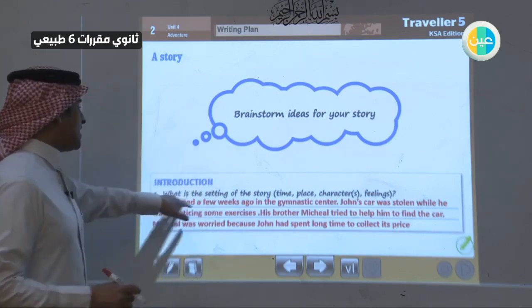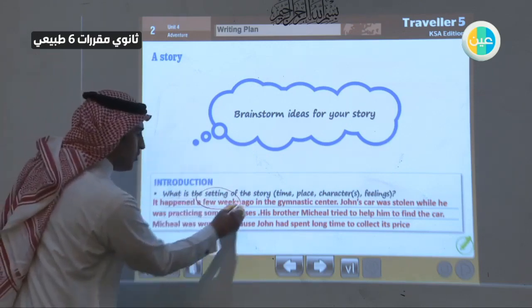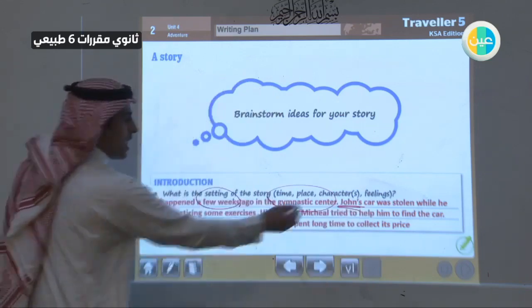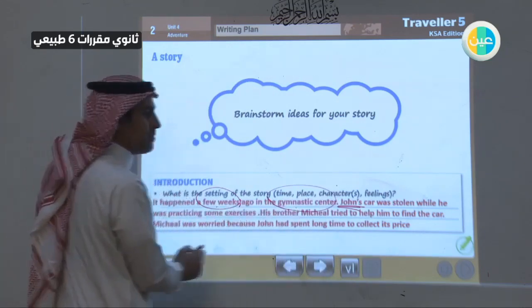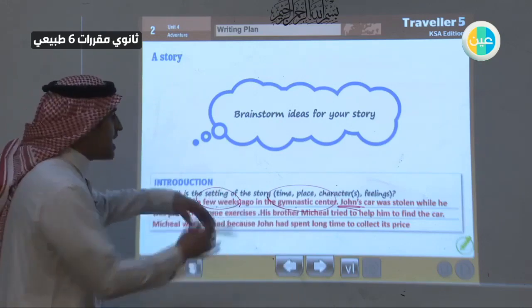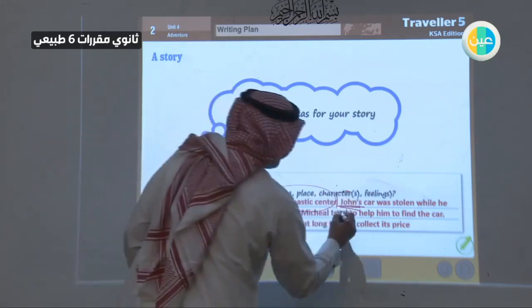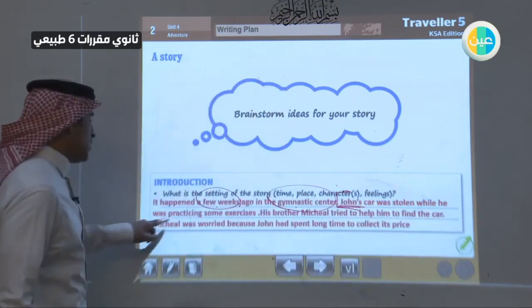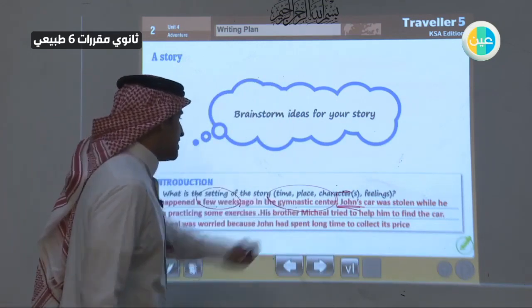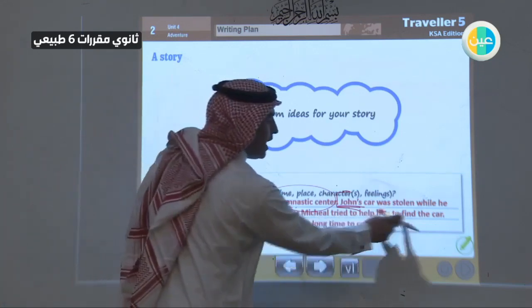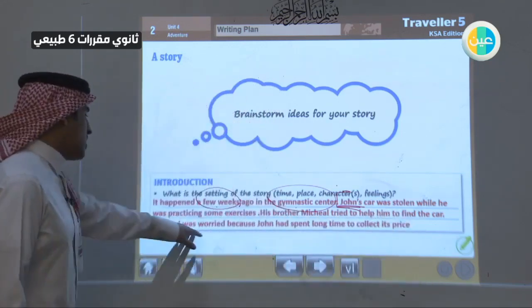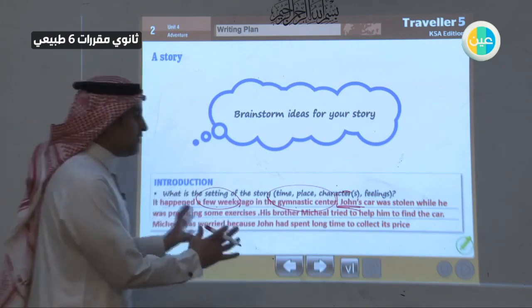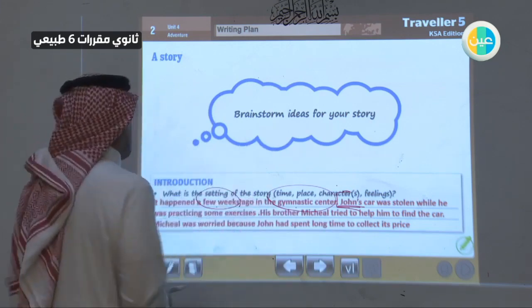In the introduction here, what is the setting? I write, it happened a few weeks ago in the gymnastics center. Okay, John is the character, and this is the where and when. Now after that, in the second sentence, I give a brief explanation about the story. John's car was stolen while he was practicing some exercise in the gymnastics center. His brother Michael tried to help him find the car. Michael was worried because John had spent a long time to collect its prize. Okay, I give you the start and the end of the story.